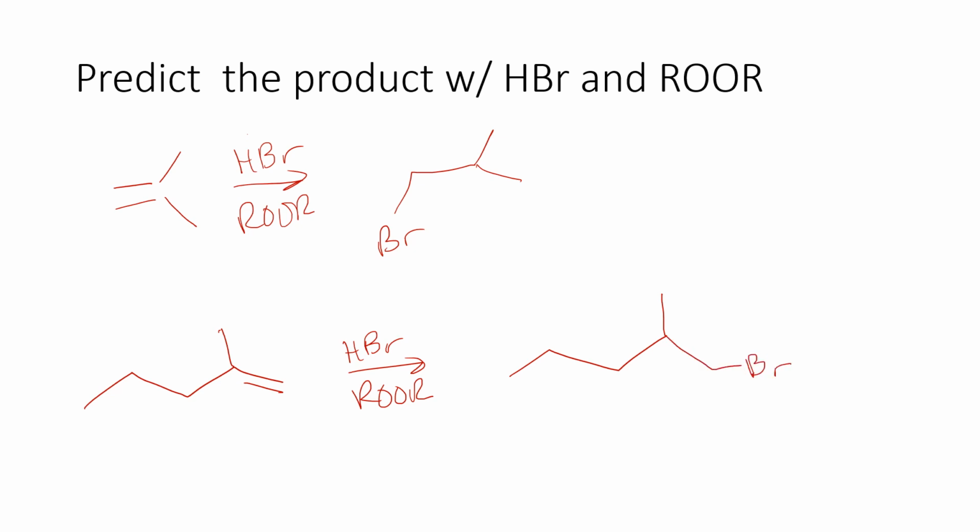So remember here, we now have a chiral carbon, so we must realize that we're going to have a racemic mixture. So we're going to get the enantiomer.